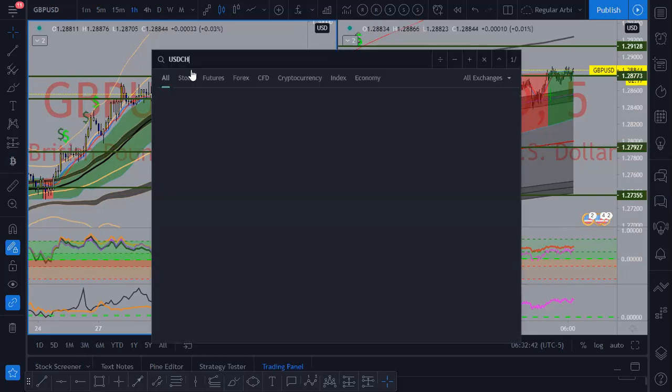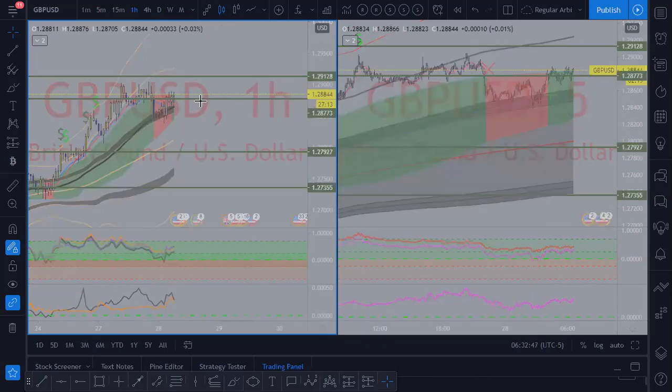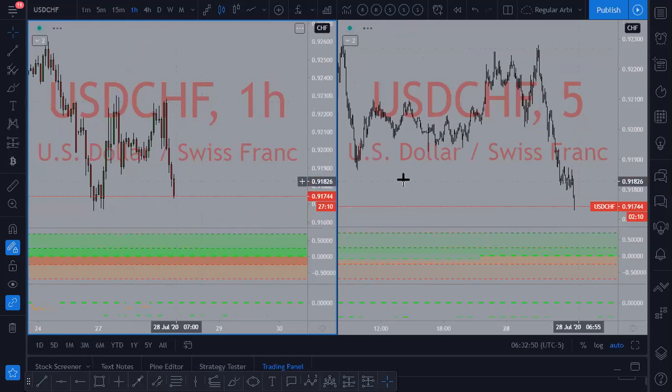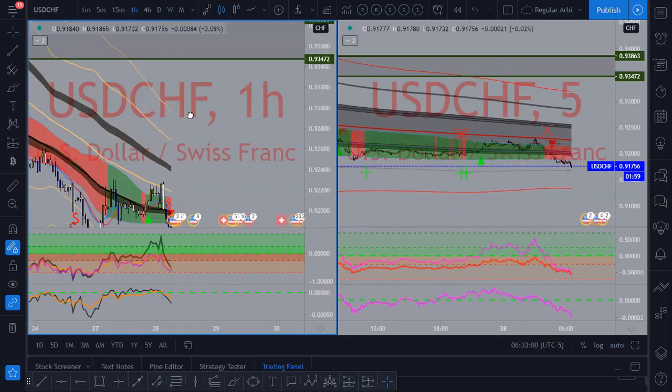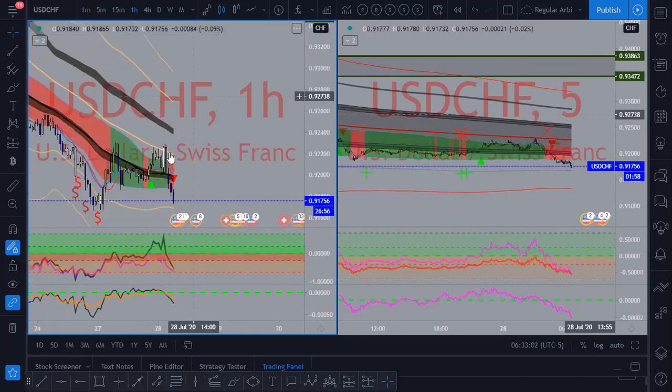USDCHF. So like I mentioned, I did get the exit to get out of the trade, not even too long ago. So I got out, and lo and behold, it just kept dropping. I wasn't even aware of this huge bearish engulfing candle when it happened, and this was while I was asleep, 3 o'clock.